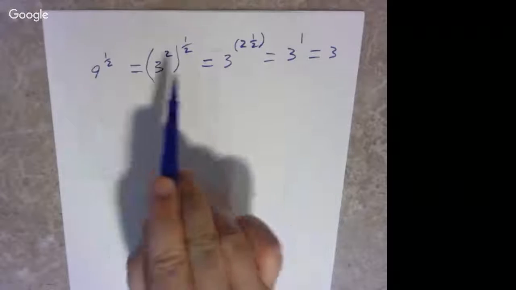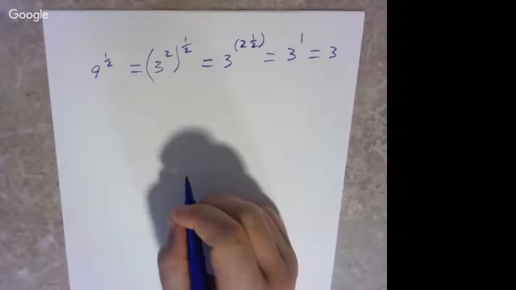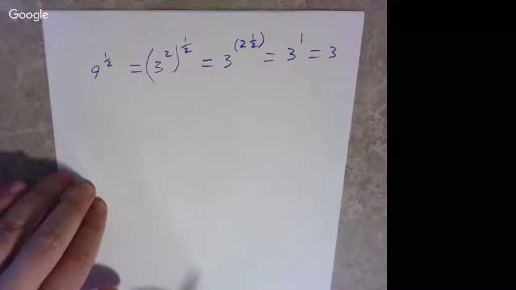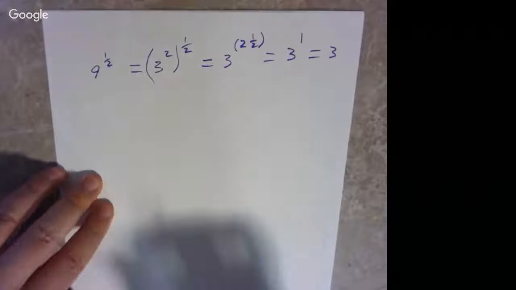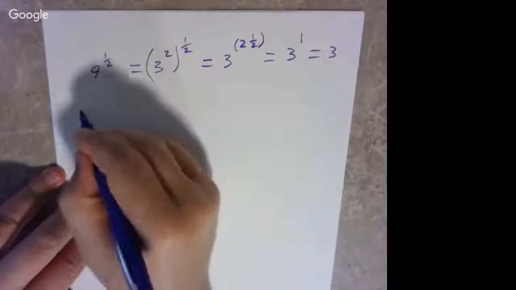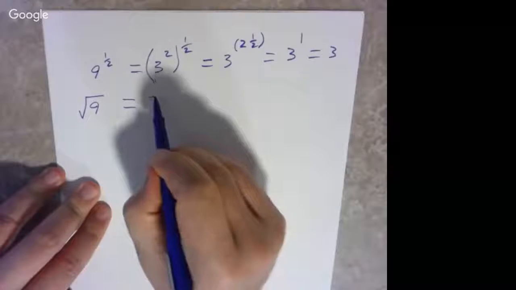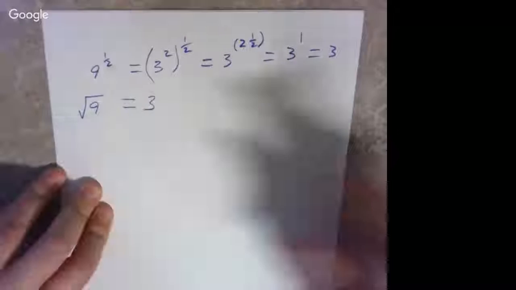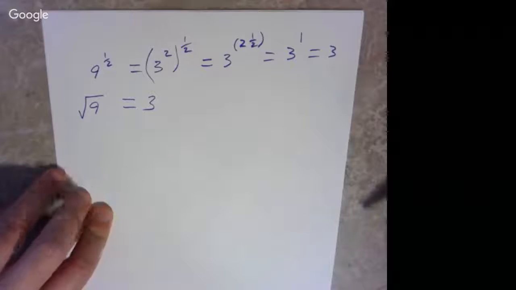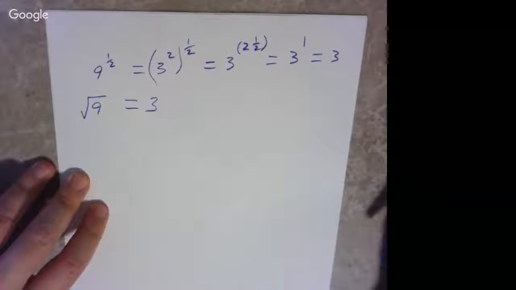What we have here is actually exponential form. And the other way that we might see these would be in radical form. So what if we had something like the square root of 9? Most of us would recognize that as 3 pretty readily. And that's what we're going to practice and learn about today.